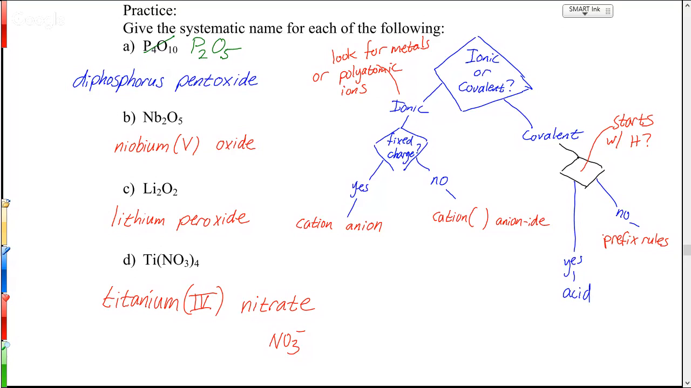Number 2, SO2. None of your SO2s. Oh, wait, there's... Oh, yeah, you're right, that's what I forgot.